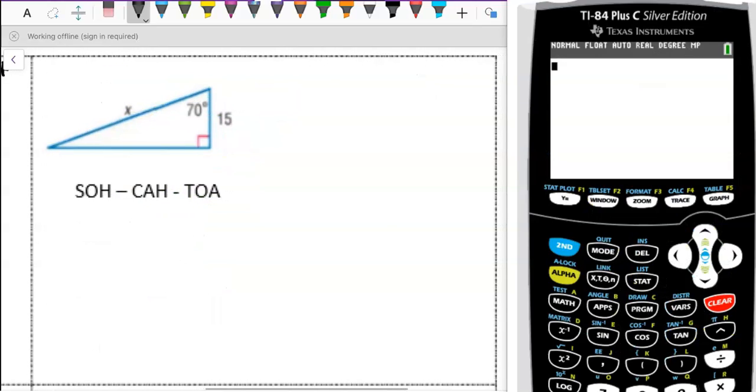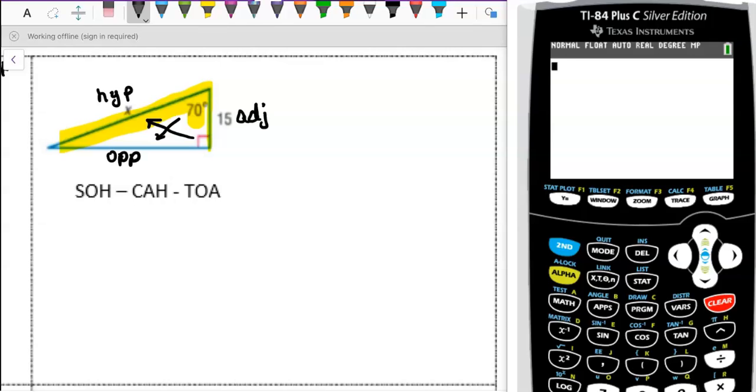Okay, so let's look at our next example. Remember, you need to identify your reference angle. So in our case, it is the 70. So that would make this our reference angle. The hypotenuse is always straight across from your right angle, so that is the hypotenuse. The adjacent is the side of your reference angle, and then straight across from it is your opposite.